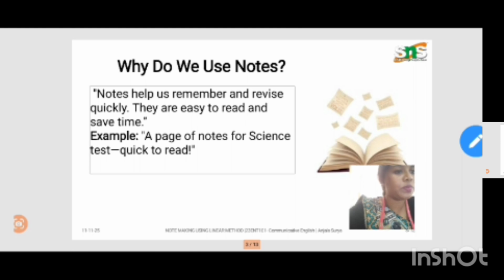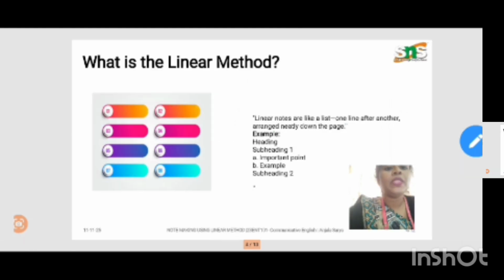What does this note making do for us? It actually makes our work very simple. It saves our time, and it gives us a quick response to what we are searching for. For example, a page of notes for a science test, if I'm taking some points, the steps which I'm going to follow one by one, it makes my work very easy. And next, how am I going to define this linear method?